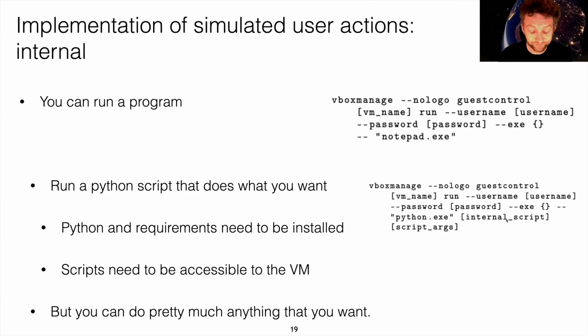So you can use the entire library of packages that you can get for Python, PyWinAuto, all sorts to control, manipulate Windows GUI. The problem is, of course, that Python and whatever requirements for the packages that you're using need to be installed, so they're going to be obvious in the resulting disk image. The scripts themselves need to be accessible to the virtual machine. So this is not going to be completely realistic, because you don't normally have these when a user interacts with the machine. But the advantage is you can pretty much do anything you want.